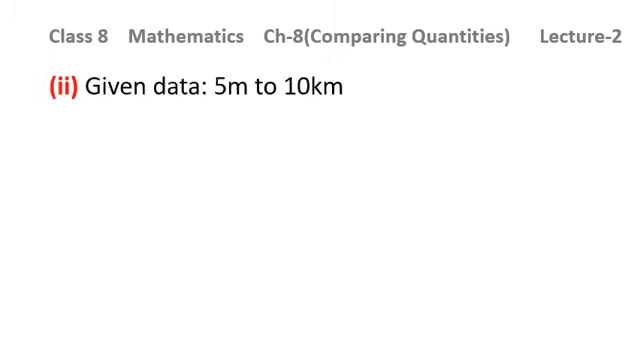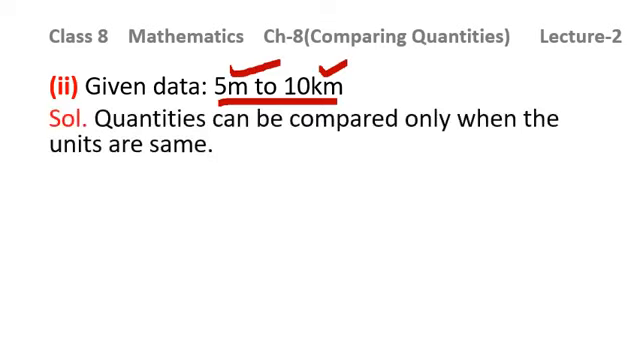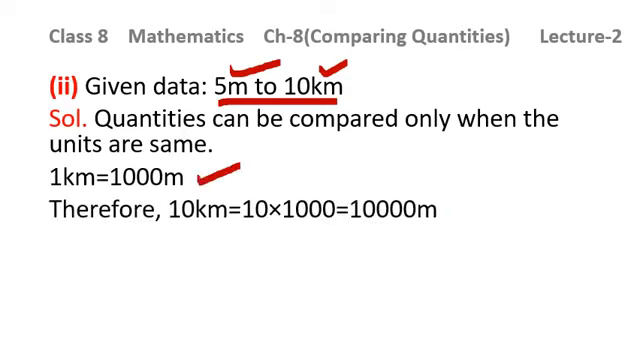Coming to second part, given data is 5 meter to 10 kilometer. The point to note here is this is in meters and this is in kilometers. So the units of these two are not the same, and we can compare the quantities only when the units are the same. So we need to make their units the same first and then take their ratio. 1 kilometer is equal to 1000 meters. Everyone knows this. Therefore 10 kilometer is equal to 10 into 1000, that will be 10,000 meters. We have converted into meters, or you can convert 5 meter to kilometer also, that is up to you.